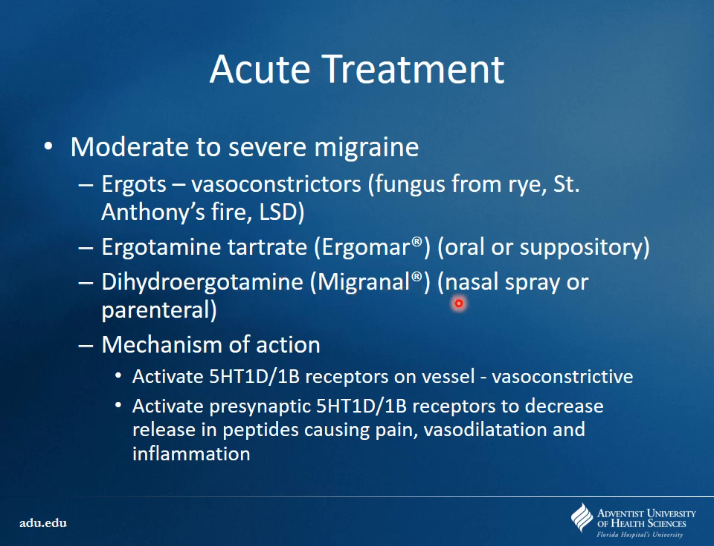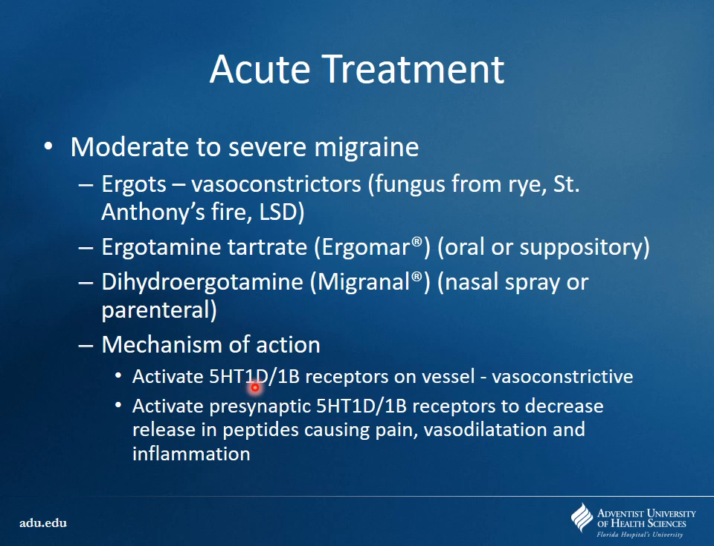Migranol's name, you either have a nasal spray or parenteral administrations available. So you can either use the IV as a nasal spray, because again, if they're vomiting, you want to have other options to administer. So that's why you see so many nasal sprays and injectables and suppositories available for these drugs. Anyway, the way that these are working for migraines is they're working to activate serotonin receptors 1D and 1B.